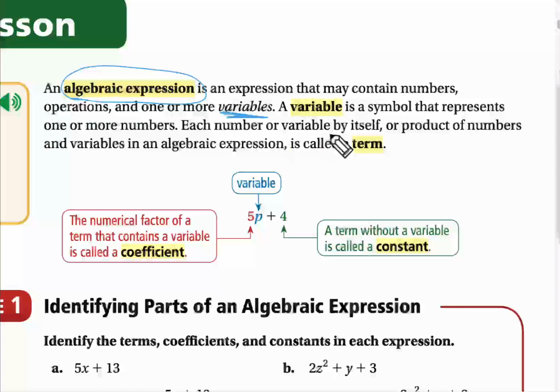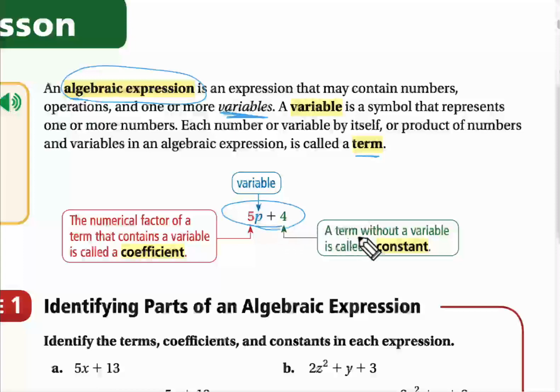Each number or variable by itself or product of numbers and variables in an algebraic expression is called a term. So let's go back and see what we have here. We have something called algebraic expression, and we know now that it consists of numbers, operations, and variables. And what is the variable? It's the symbol or the letter that we use, and it represents a number. Like this here. This is an expression, 5p plus 4. Here p is the variable. And here we have two numbers, 5 and 4.